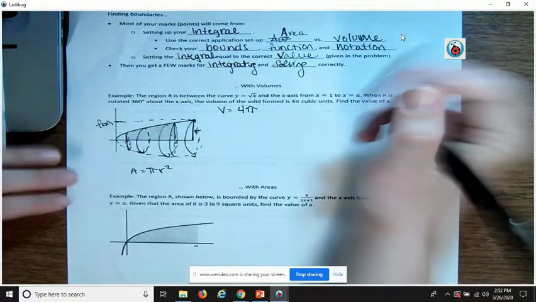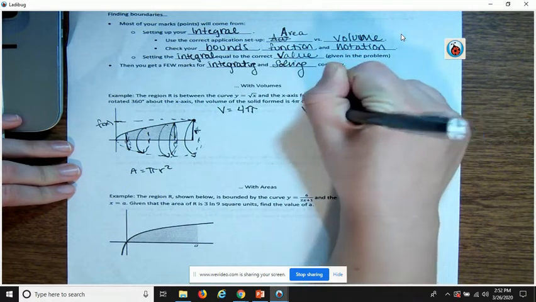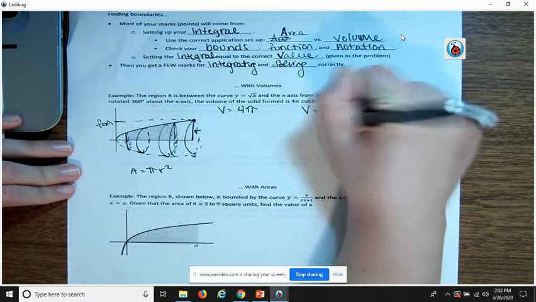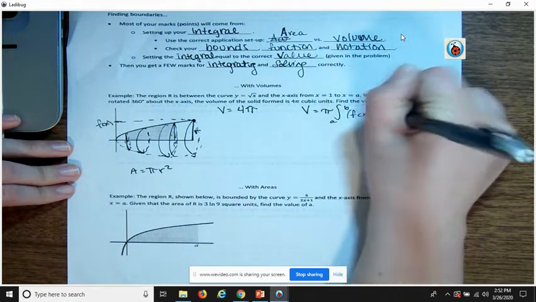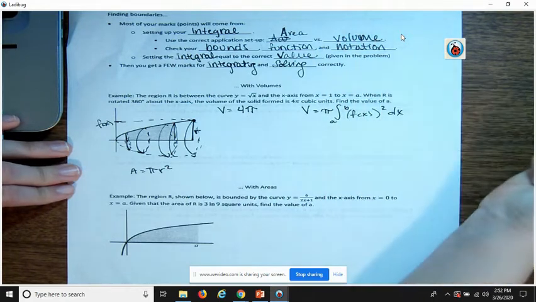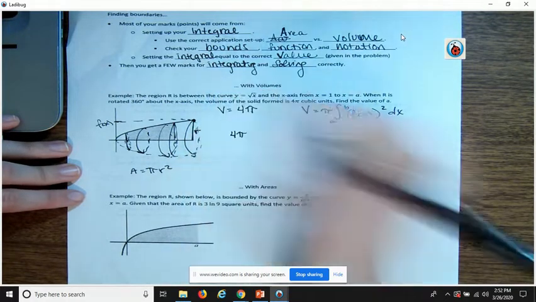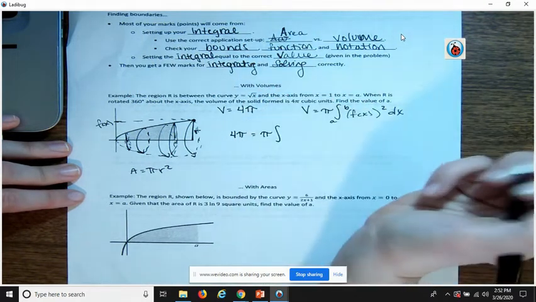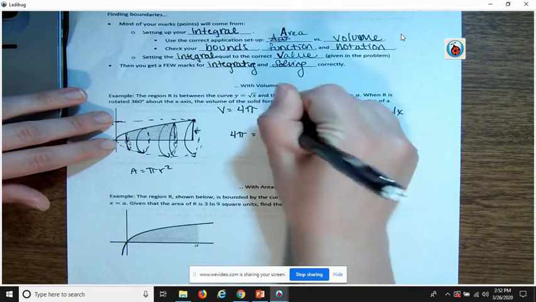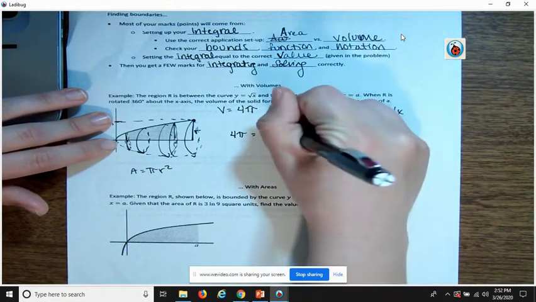Okay, so my equation for my volume in general is going to be pi times the integral from a to b of our f of x squared dx. Okay, so this is our volume in general. For this specific problem, we have our volume, it's 4 pi, and that's going to be equal to pi times the integral. We're going from 1 to a. Remember, we're squaring our f of x. Our f of x is the square root of x.